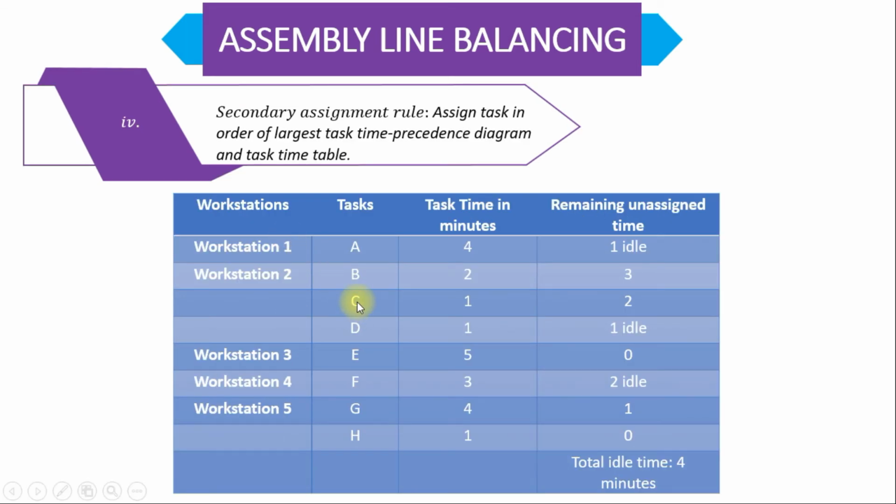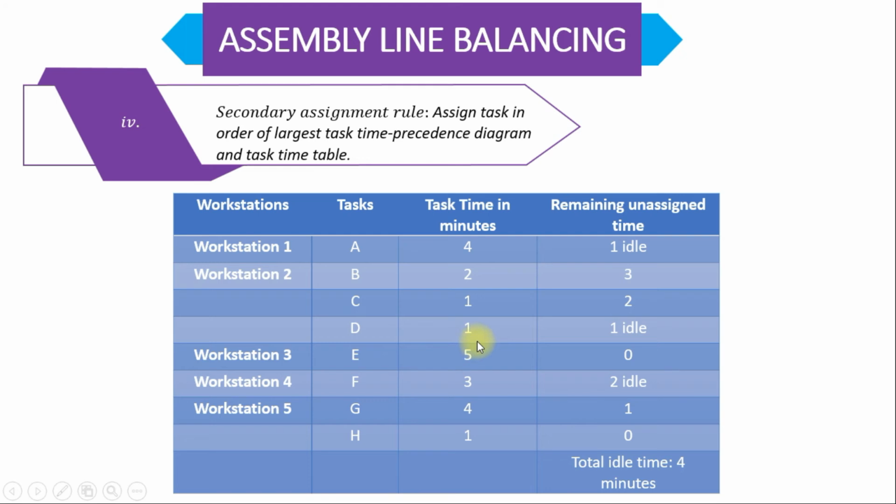So C is performed, right? Since we only require 1 minute to perform task C, it can also be performed in the same workstation, which is workstation 2. We don't assign it to 3. The remaining time is more than the time required to perform task C. This time, we don't deduct 1 from 5, but instead we deduct it from the remaining time, which is 3. So we'll have a remaining time of 2 minutes.